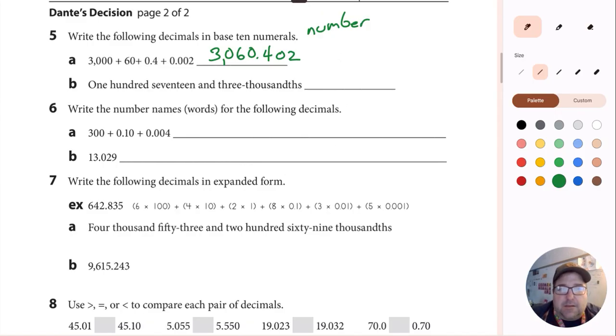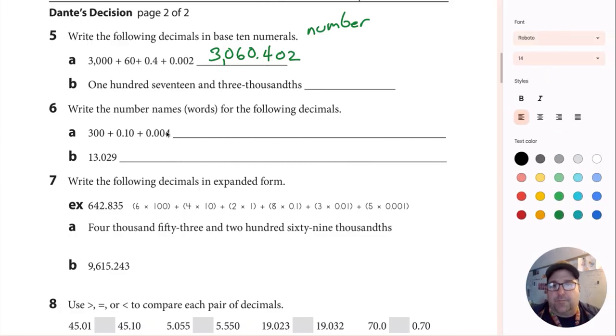Let's get the typing tool so you don't have to read my chicken scratch here. We'll go ahead and do this first one. There we go. So 300 is the only whole number. So this is going to be 300. There's no more hundreds, no more ones. We got 1/10 and 4 thousandths.